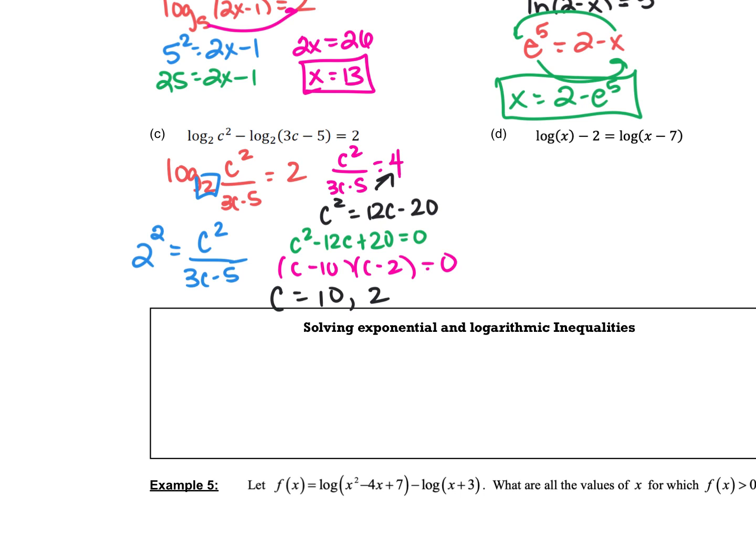The first one says I need to square what I found. So 10 squared, positive or negative? Positive. 3 times 10, take away 5. Positive. Positive. Okay, 10 works. All right, let's try the 2. 2 squared, positive. 3 times 2 minus 5. Positive. They both work.